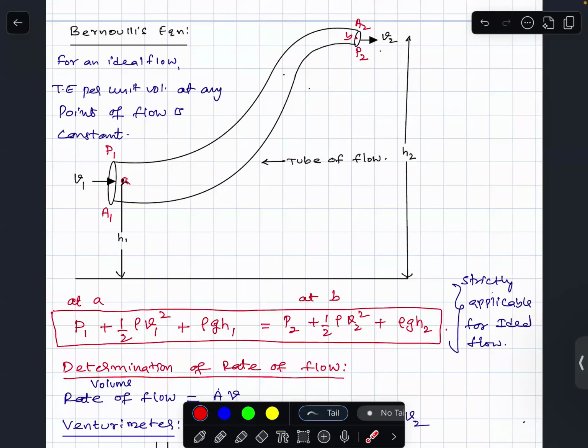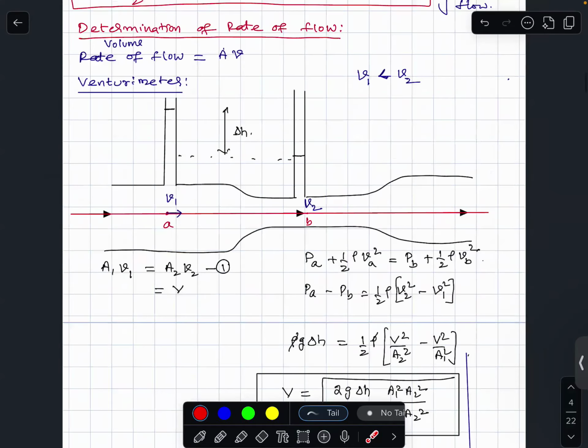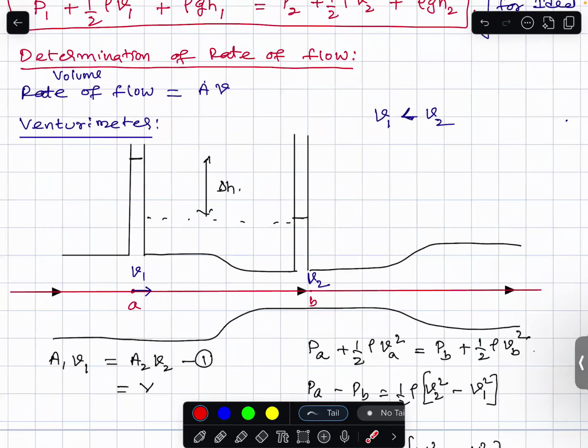I can say that whatever I am discussing is totally on the basis of either the equation of continuity or the Bernoulli equation. Now let us start first with the determination of rate of flow, and this is the Venturi meter. This is called a Venturi meter.